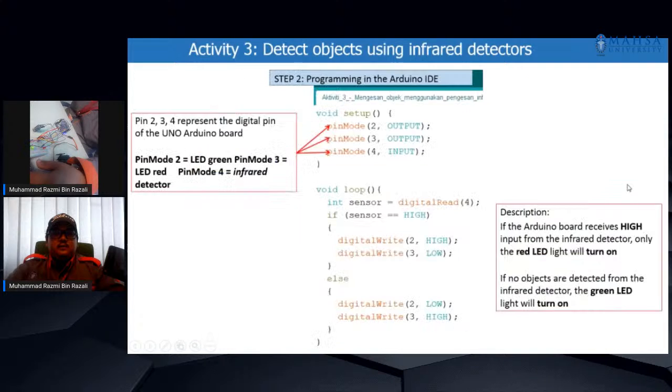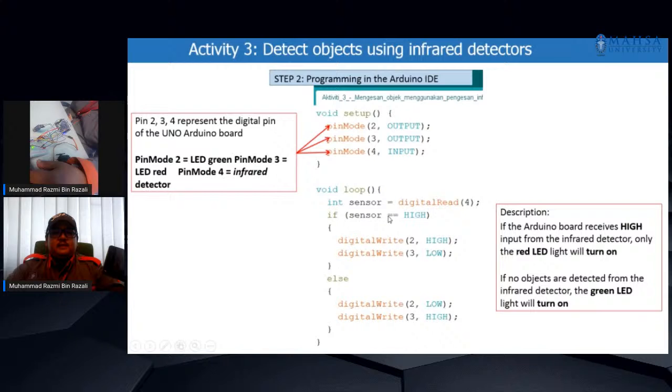So how do we want to put it? Okay, we add another pinMode command, which is for pin number 4. We declare pin number 4 as input, because the infrared detector receives signal from the environment. So we declare pin number 4 as input. Then in the void loop, we need to use the sensor. We use digitalRead. Okay, digitalRead means at pin number 4 here, we will receive a digital signal.